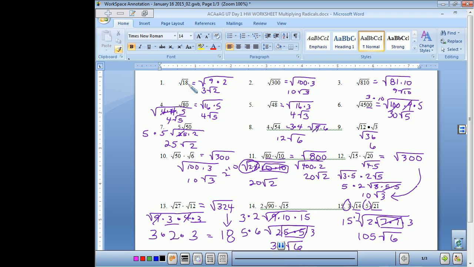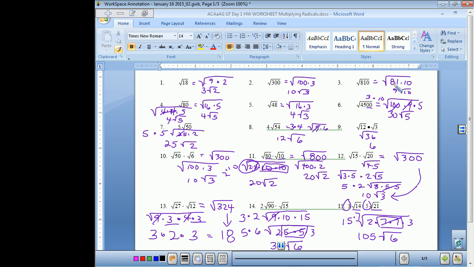Alright, so we're going to always look for the largest perfect square factor that'll divide into our number. Here we have 18, so we're going to break it up into 9 times 2. We know the square root of 9 is 3, so this simplifies to 3 roots of 2. The next one is the square root of 300, which can break down into 100 times 3. We know the square root of 100 is 10, so it simplifies to 10 roots of 3.